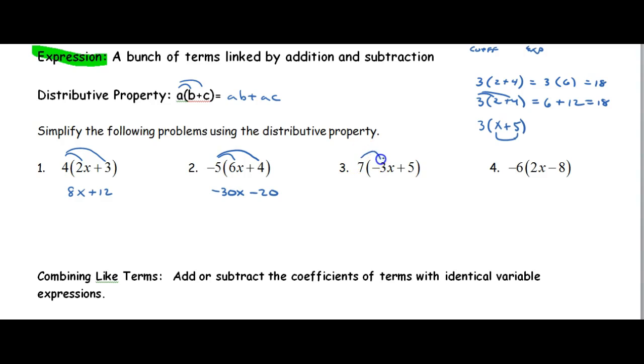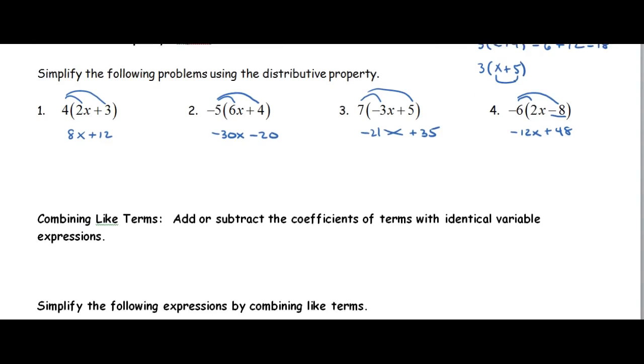Next one. 7 times negative 3x is negative 21x, and 7 times 5 would give me plus 35. Next, negative 6 times 2x is negative 12x, and then negative 6 times negative 8, you've got to think of this as negative 8. A negative times a negative is a positive, so it would be plus 48, and we are done. Alright, that's the distributive property.